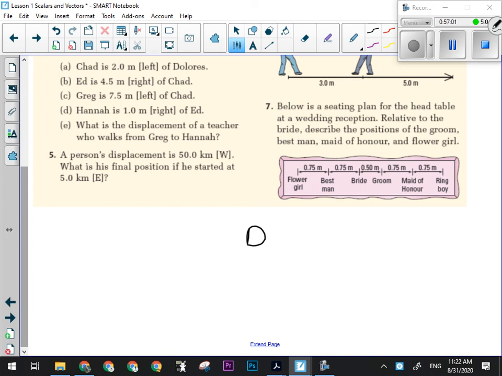So there's Chad. Ed is 4.5 meters right of Chad. So how far right of Dolores is he? 2.5, right? So now I know where to put Ed. Greg is 7.5 meters left of Chad.